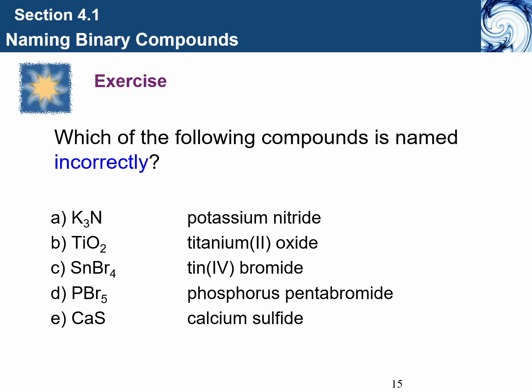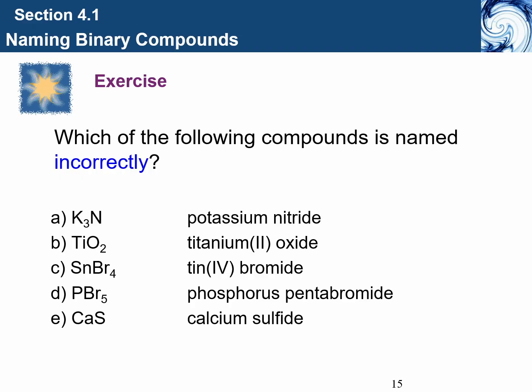Next one, we have titanium 2 oxide. Let me think. Well, oxygen is -2, and I've got two of them, so I would say -4 total, but the formula tells me titanium 2 oxide. That seems suspicious, so we'll mark that on our suspicion meter. We'll move on.